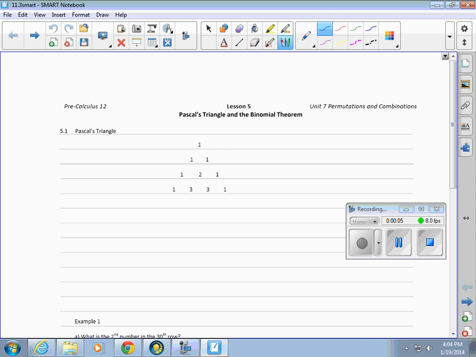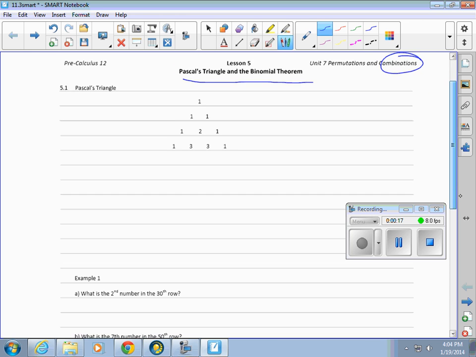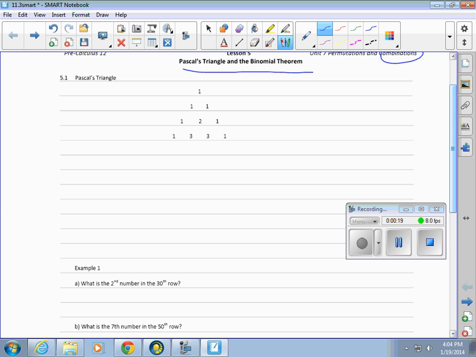Okay, section 11.3 is on combinations, working with Pascal's triangle and the binomial theorem. So Pascal's triangle is a tool that's used in math and in chemistry and other sciences. It's used for a lot of different things, but we're going to look at how it is used to find coefficients for binomial expansions.